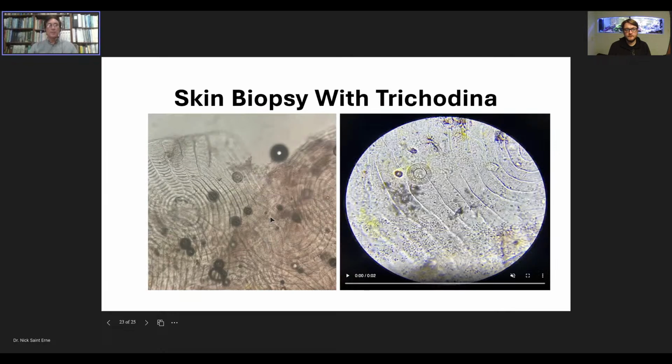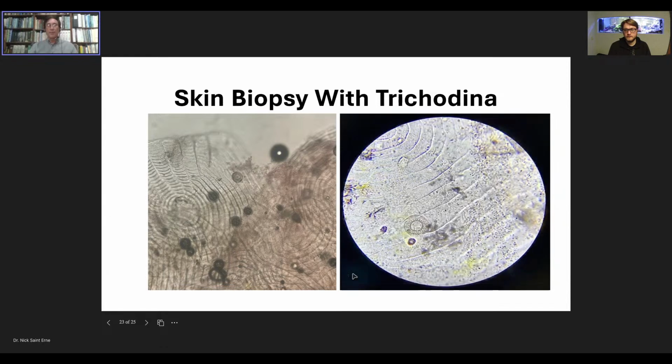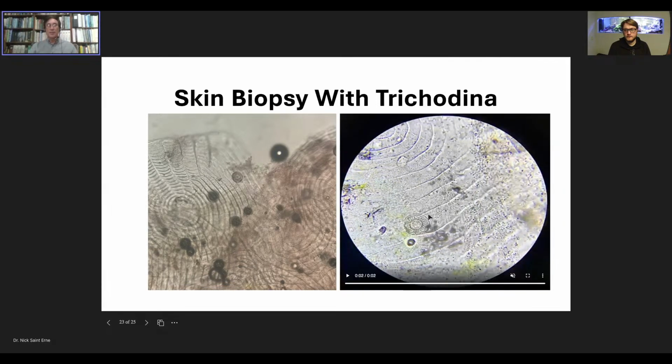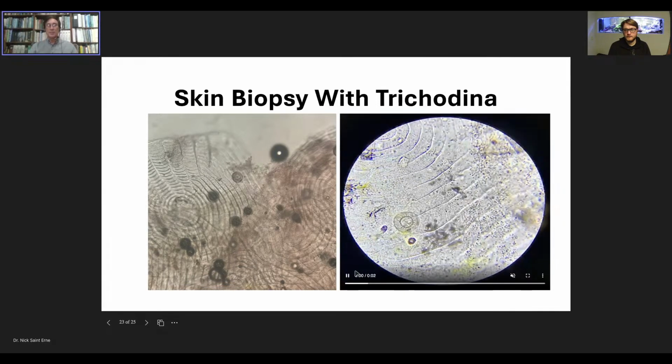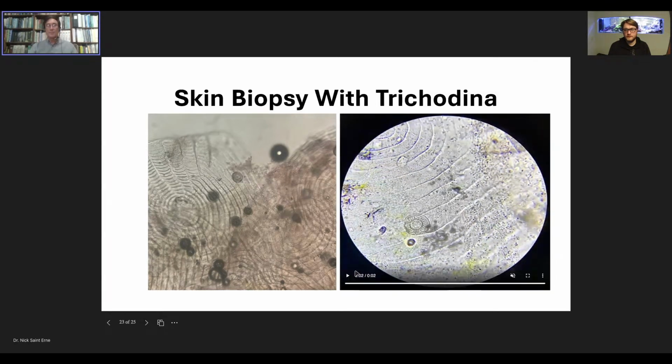So here's again a little biopsy. This is trichodina here, these little circles. This one is a gas bubble. So one of the things you'll learn is to separate air from parasites. The parasites are swimming around. So on this one, what do I mean by swimming around? Well, there he is. He's got this little cilia all around him, and he's just sitting there on the surface of that epithelium.